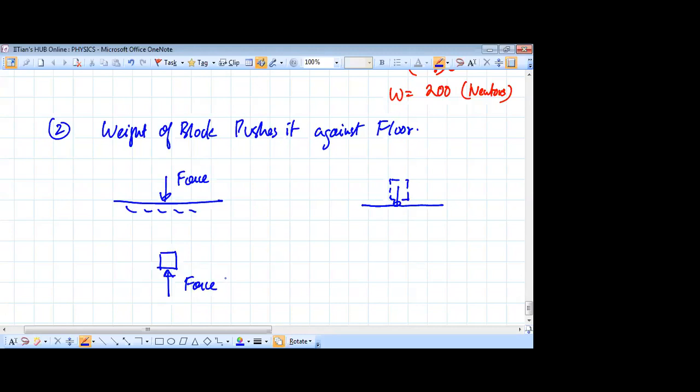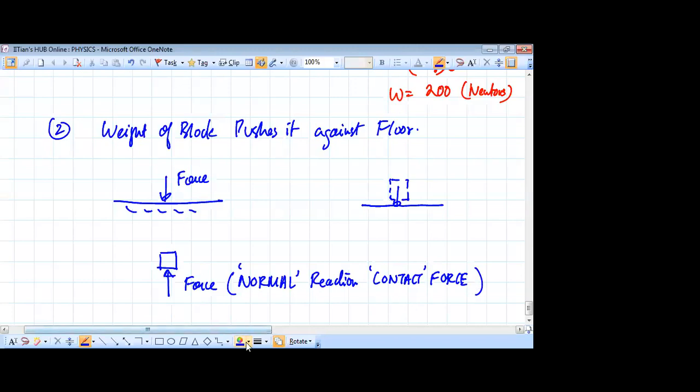Okay. So this force is called a normal reaction contact force. The full name for it is normal reaction contact force. But in short form, we just call it normal force or normal reaction.